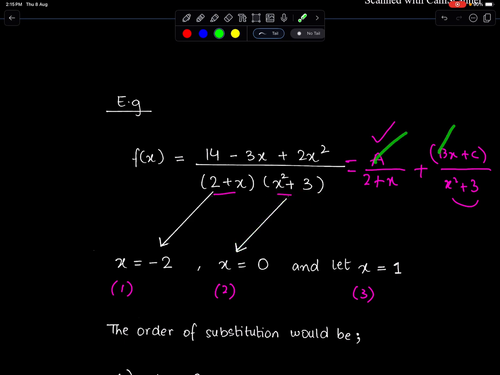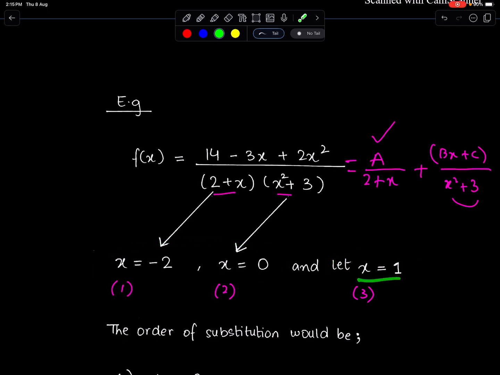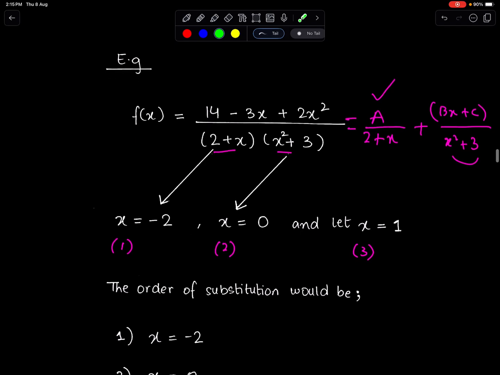Since there are three constants, so we must have three values of x. So we need to suppose one extra value of x except these two values. So we can suppose any value of x, but suppose that value which will make the calculation simple. So we suppose x1. Now in this case, the order of substitution is very important.